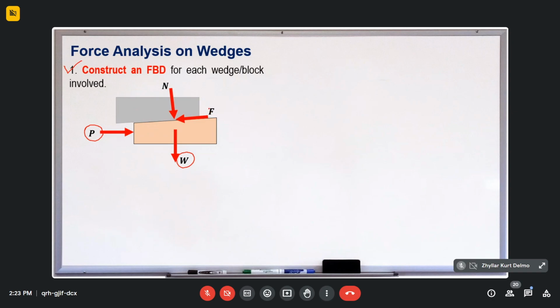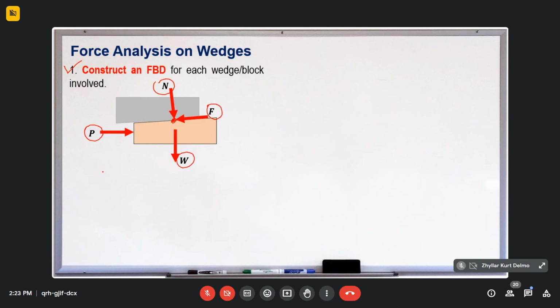So we have indicated the frictional force F towards the left. And then, inevitably, at the contact surface we also have a normal force. And the normal force is always perpendicular to the contact surface.